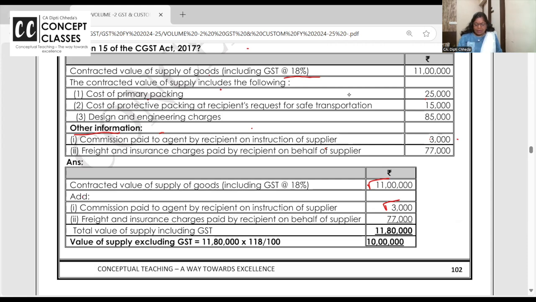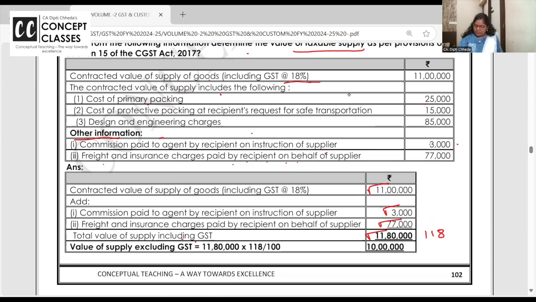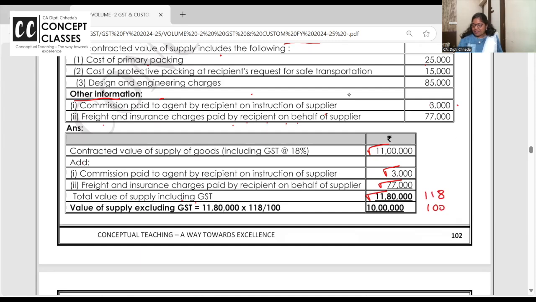Yeah, right. Freight and insurance charges paid by the recipient on behalf of the supplier. I had to pay, but on my behalf, you have paid, right? So we will add that also. And now what is the total value? 11 lakh 80,000 is including GST. So this is 118. They have asked you what is the transaction value? 100. So in 118 it's 100. In 11 lakh 80,000 it's question mark, that comes to 10 lakh. I'm doing it here because it's really a simple question. Okay, right.